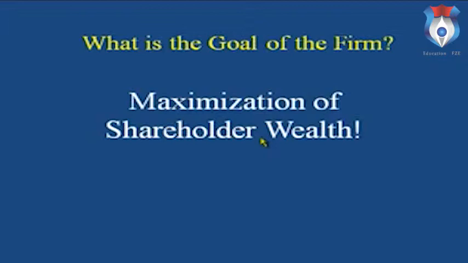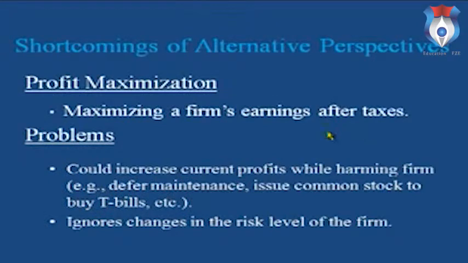So there are a few shortfalls or shortcomings of some alternative objectives, because of which we say that maximization of shareholders' wealth should be the ultimate goal. For example, if we say that the ultimate goal of the firm should be profit maximization, that is maximization of the firm's earning after tax, it has certain shortcomings.